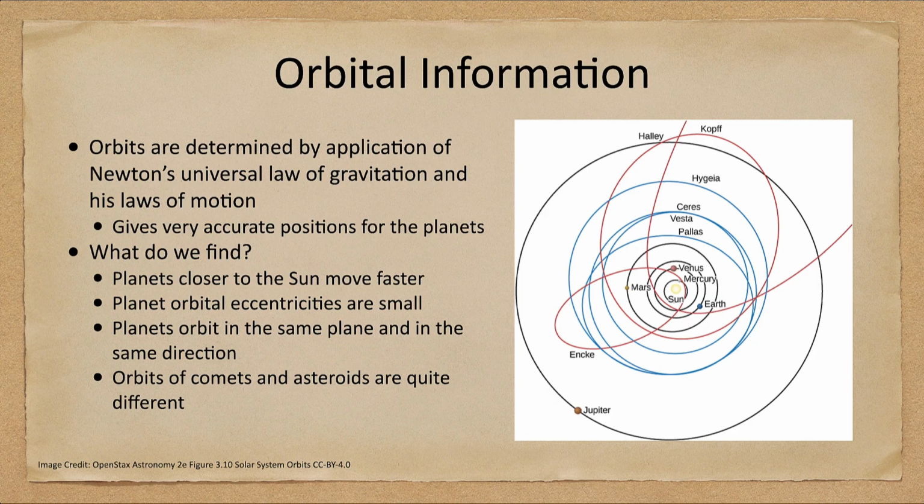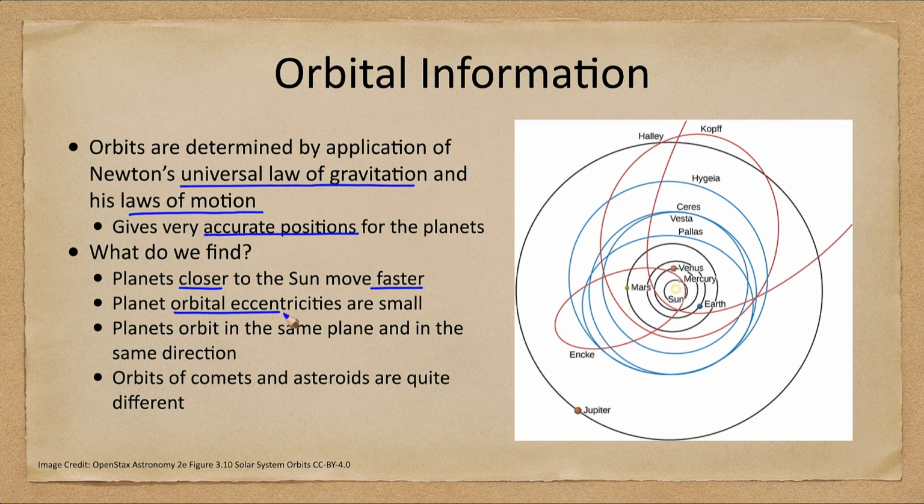How do we determine orbits? Well, orbits of an object are determined by Newton's universal law of gravitation and his laws of motion. This gives extremely accurate positions for the planets. And we find a number of different things. First of all, this was far more accurate than any of the previous models. And now that we have an exact understanding of what that underlying cause is in terms of gravity, we find that planets closer to the sun move faster. And we saw this in Kepler's third law.